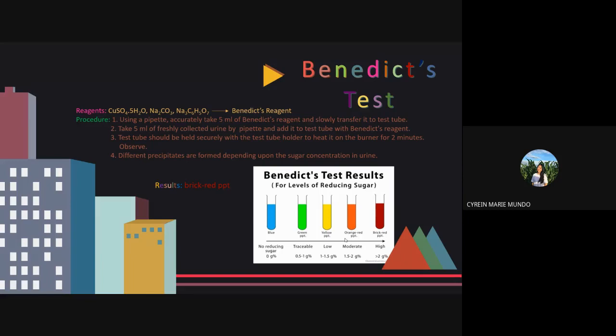So for this experiment, the results turn into a reddish color, which means that a large amount of reducing sugar is present. The results interpretation for the Benedict test: if it's a positive result, there will be a formation of a reddish precipitate within 3 minutes. Reducing sugar is present. These sugars are glucose, fructose, and ribose. It is negative when there is no color change. Reducing sugar is absent, such as sucrose.